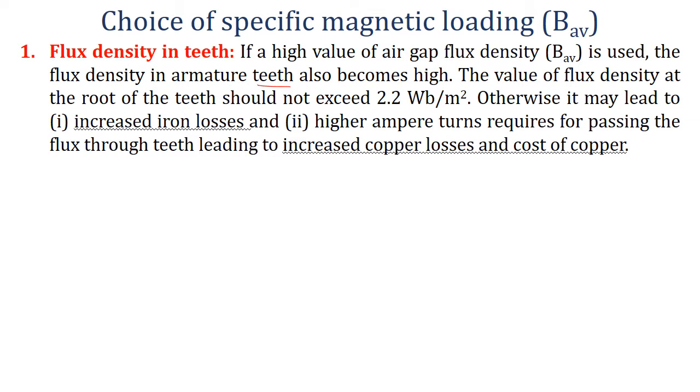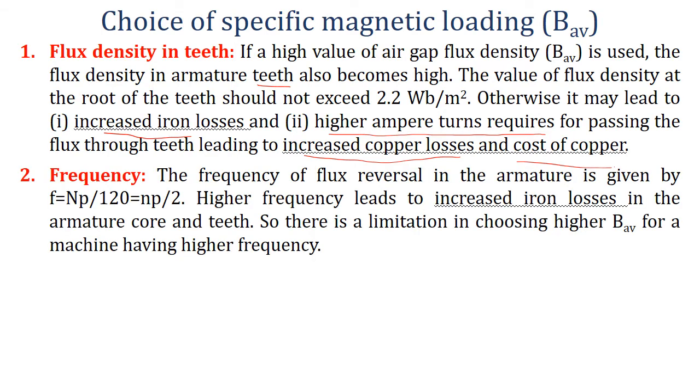Otherwise, it may lead to increased iron losses and higher ampere turns required, that is, higher MMF required for passing the flux through teeth. This leads to increased copper loss and cost of copper. So, that means a high value of flux density leads to higher iron losses, higher copper losses, and cost of copper.